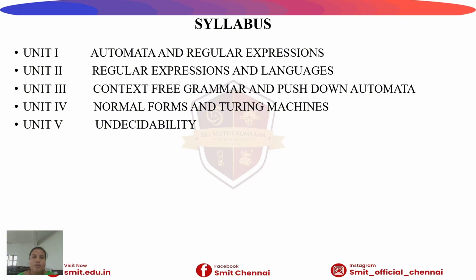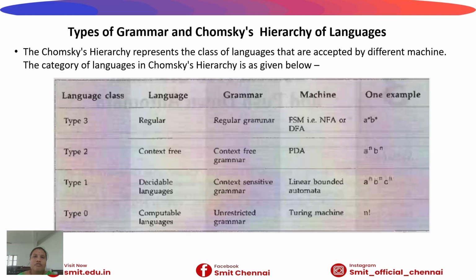The syllabus of Theory of Computation is: Unit 1, Automata and Regular Expressions; Unit 2, Regular Expressions and Languages; Unit 3, Context Free Grammar and Pushdown Automata; Unit 4, Normal Forms and Turing Machines; Unit 5, Undecidability. The continuing part of the third unit is types of grammar and the Chomsky hierarchy of languages.